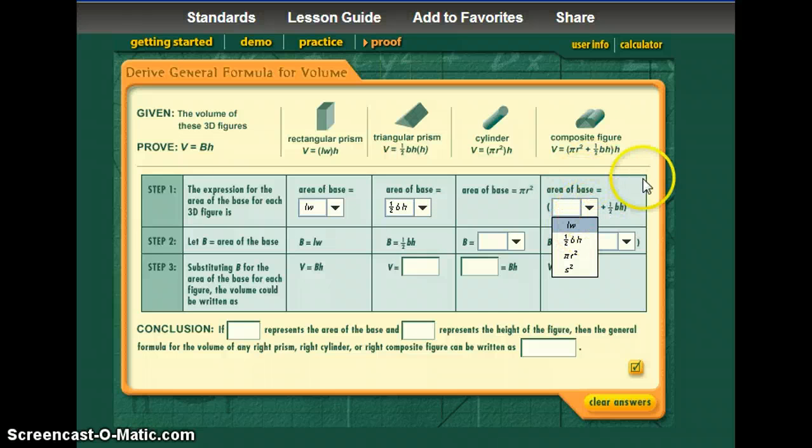The composite figure, we have a pi r squared there, and the triangle there, the base is 2 semicircles, so that's why it's pi r squared. And then you just basically simplified everything, and they all simplify to the volume equals base times height, and there's some conclusion. B represents the area of the base, and H represents the height. Then the formula known as volume equals big B times H.